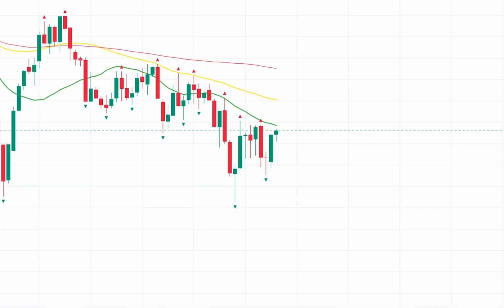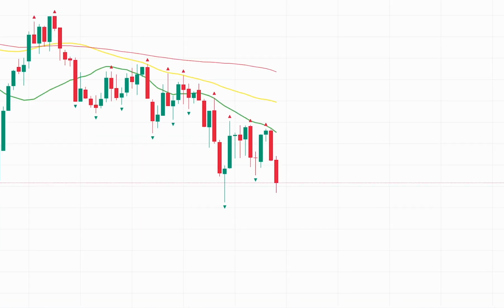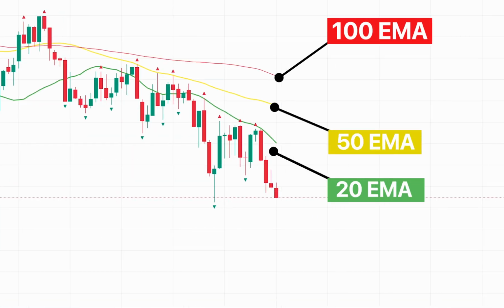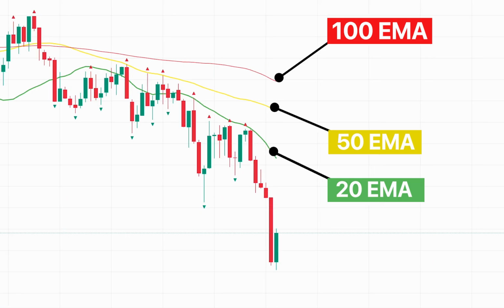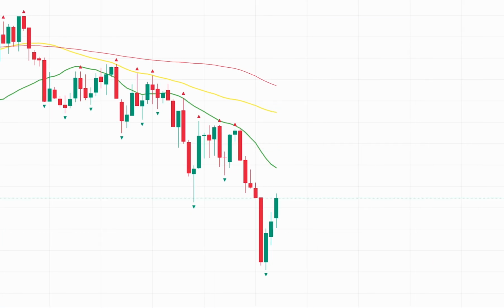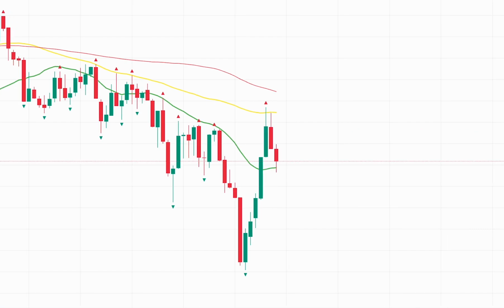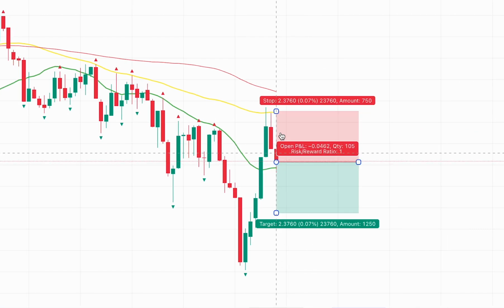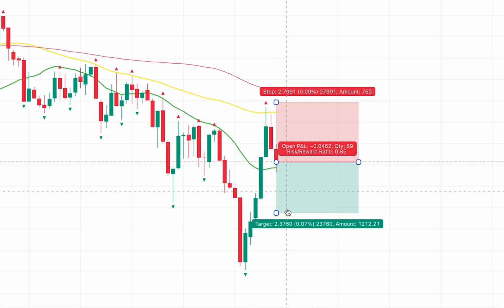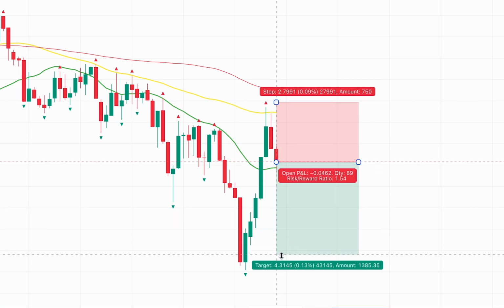Now let's take an example for the selling side also. So first checkpoint, all lines in the correct order, the 100 on the top and the 20 on the bottom. Then we will wait for the price to cross above the 20 day and then we will wait for the red arrow. Once we get the red arrow, we will enter here and put our stop loss above the 50 day and set a 1:1.5 profit ratio.